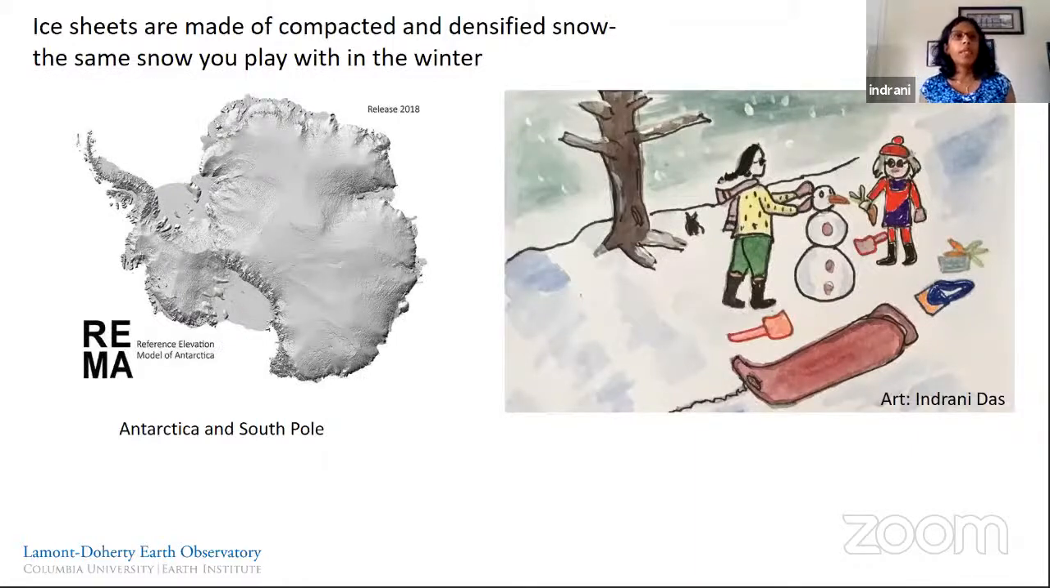Okay, so Antarctica is made up of ice sheets and mountain glaciers. They're all made up of compacted and densified snow. It's the same snow that you play with in winter. If you have snow in your area, you would have played with a snowman or a snowball. It's the same snow that is in these ice sheets and mountain glaciers.